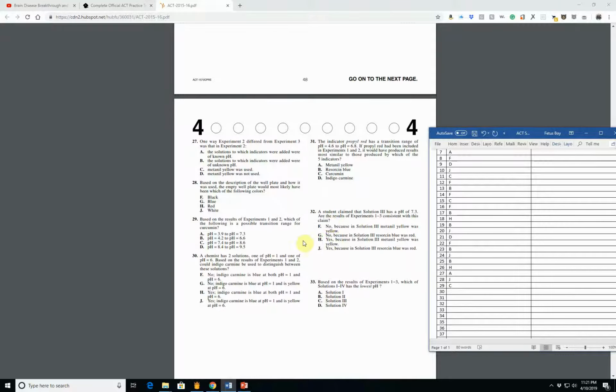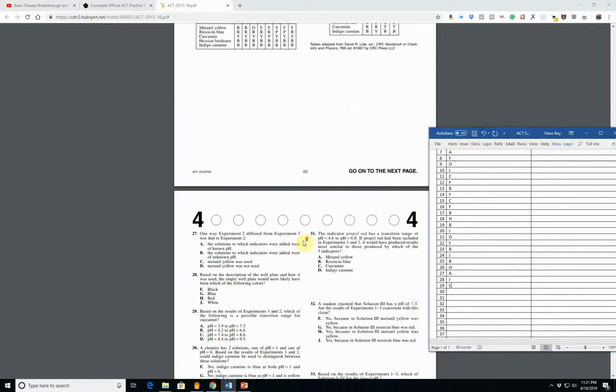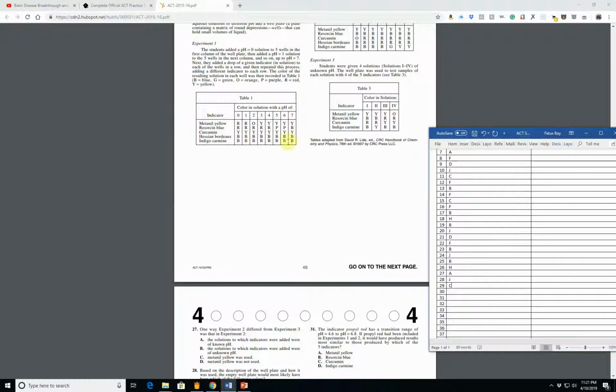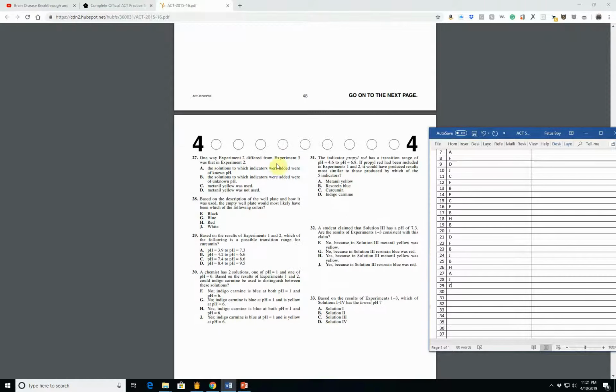Alright, a chemist has two solutions, one of pH equal to 1 and one of pH equal to 6. Based on the results of experiments 1 and 2, could indigo carmine be used to distinguish between these solutions? Okay, indigo carmine. No, because it's blue at all those pH values, so it can't be. So yeah, F. Wonderful.